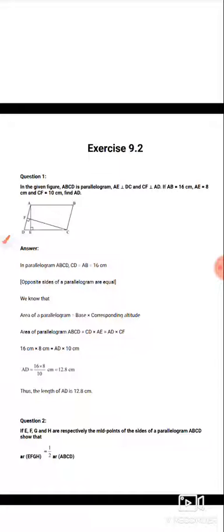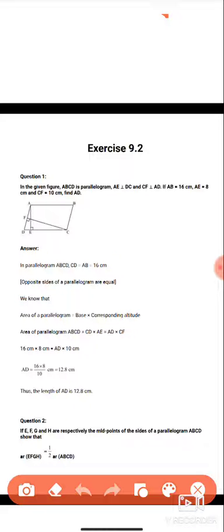Here you know that the given figure is a parallelogram. If one side is 16, that is, AB is equal to 16, then the side opposite to it, CD, will also be equal to 16 cm, because they are the opposite sides of a parallelogram.